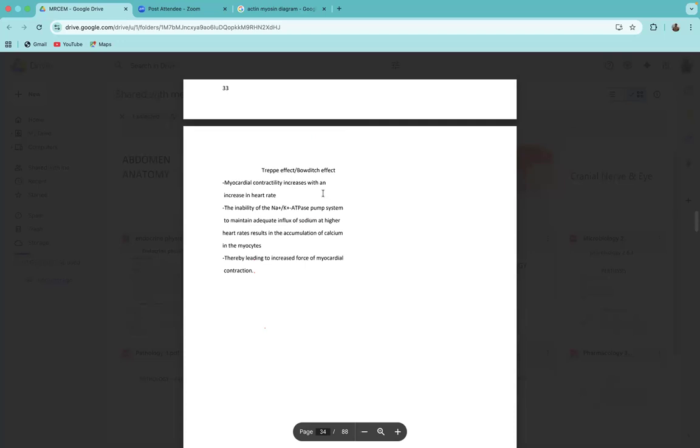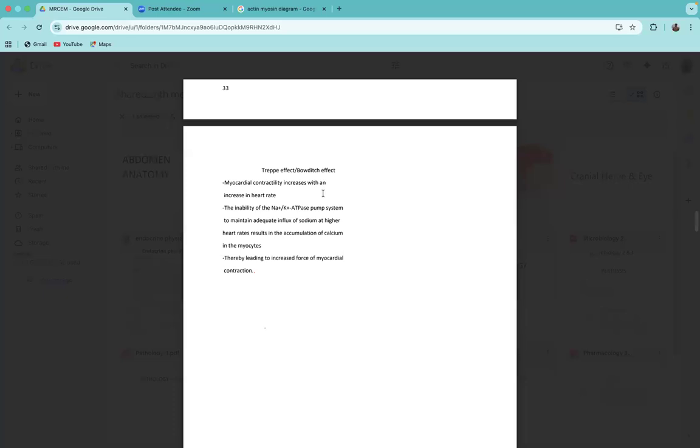Myocardial contractility increases with an increase in the heart rate, and the inability of the sodium potassium ATPase pump to maintain the adequate influx of sodium at a higher heart rate results in accumulation of calcium in the myocytes. So when the myocardial contractility increases with increase of the heart rate, the inability of the sodium potassium ATPase pump system to maintain the adequate influx of sodium at a higher rate results in accumulation of calcium in the myocyte, thereby leading to increased myocardial contraction.